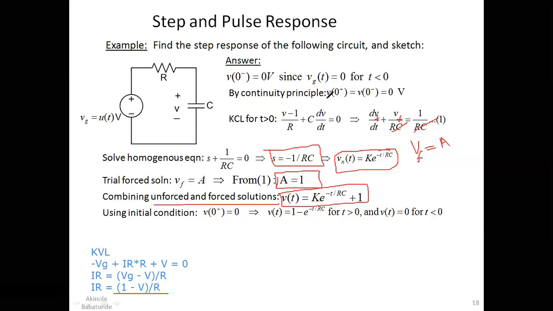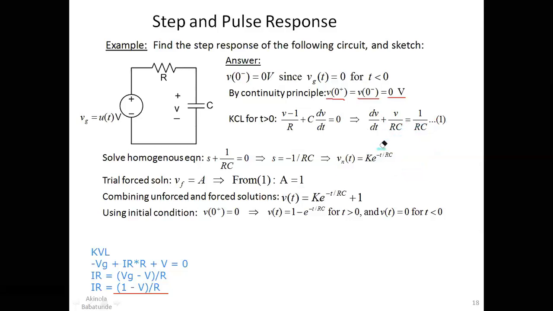Don't forget we said that V of 0 plus would be the same thing as V of 0 minus, and that would be equal to 0 because we're dealing with a continuity principle. So in that particular case, what you can easily say is that when V of 0 is 0, that means t will be equal to 0. That would help us to find the value of our K because we need that value.